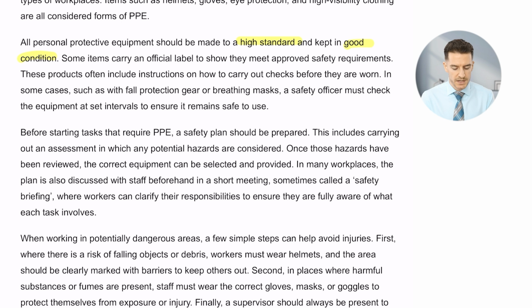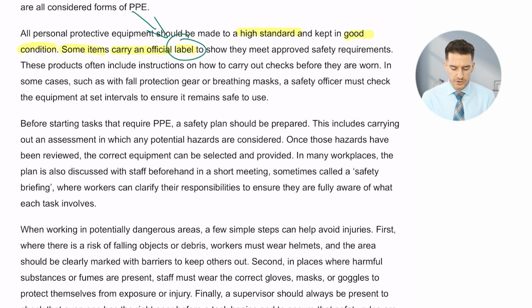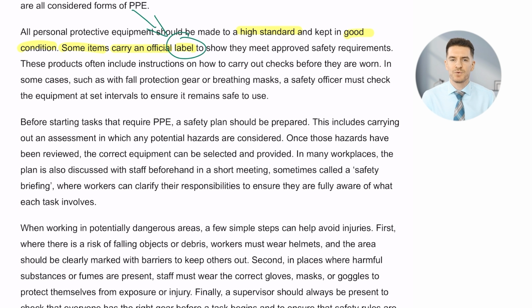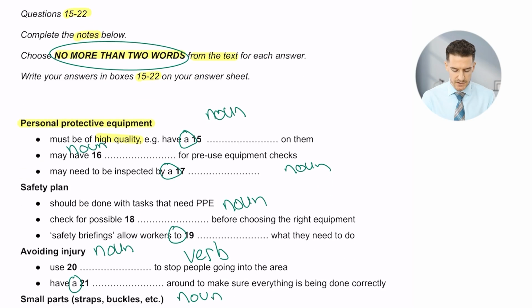Good condition. Some items carry an official label. That could be the answer. To show they meet approved safety requirements. These products include instructions. Yeah, so label looks like the correct answer. So if something carries a label, that means there's a label on it. And that's what it says down in the questions.